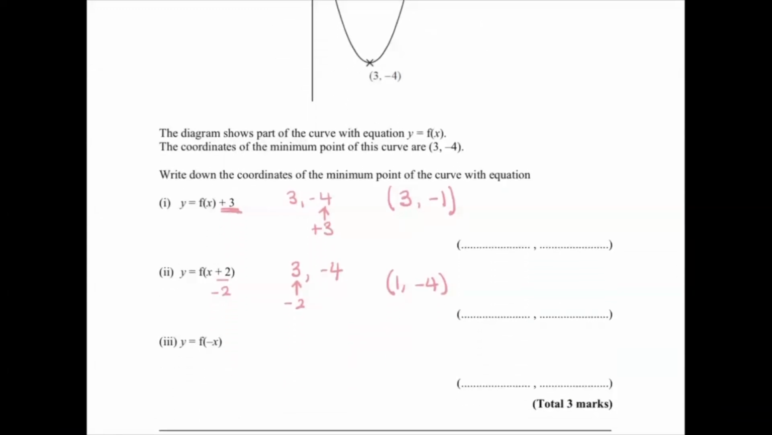Now, the last one, we are in with the x again. This actually performs a reflection in the y-axis, but we can just be thinking about the coordinate itself. We currently have 3 minus 4, and I am timesing the x by minus 1. So when I times this through by minus 1, it will give me minus 3 minus 4 as my final answer.